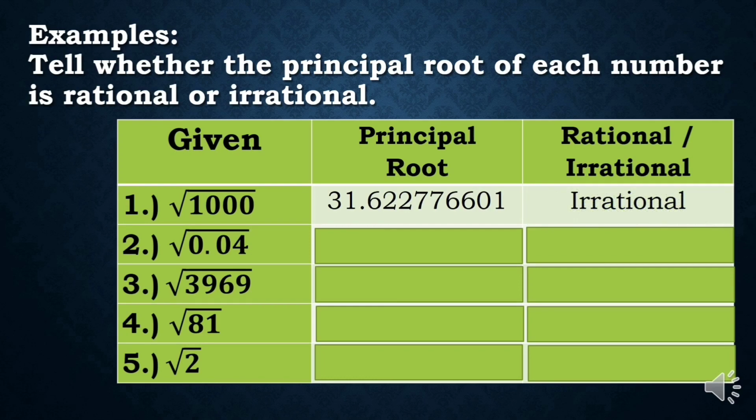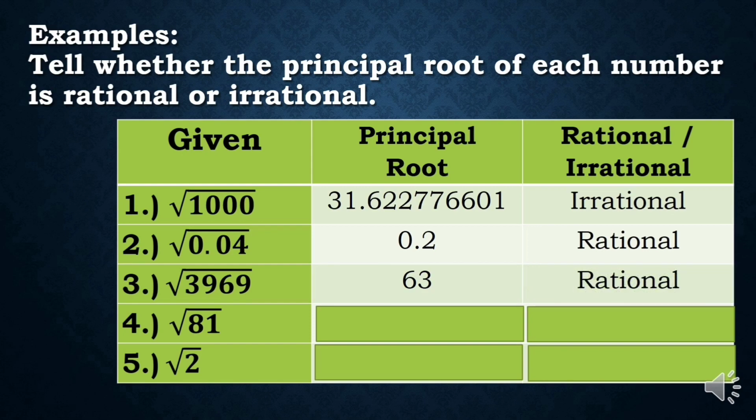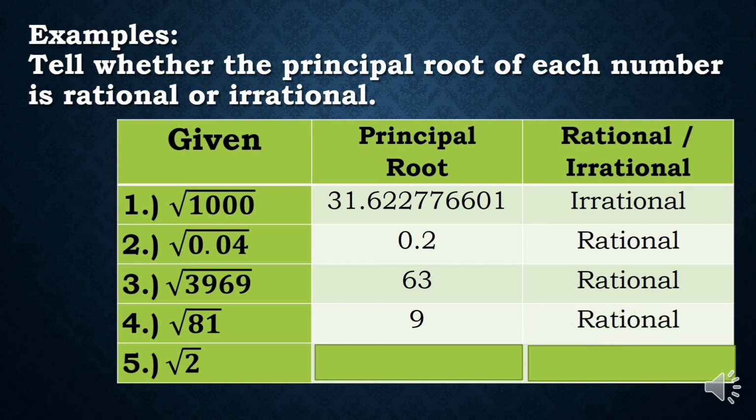How about the square root of 0.04? The answer will be 0.2. Since it is terminating, the answer will be rational. And what is the square root of 3969? The answer will be 63, a whole number, therefore a rational number. How about number 4, the square root of 81? The answer will be 9, also a whole number, so therefore a rational number.